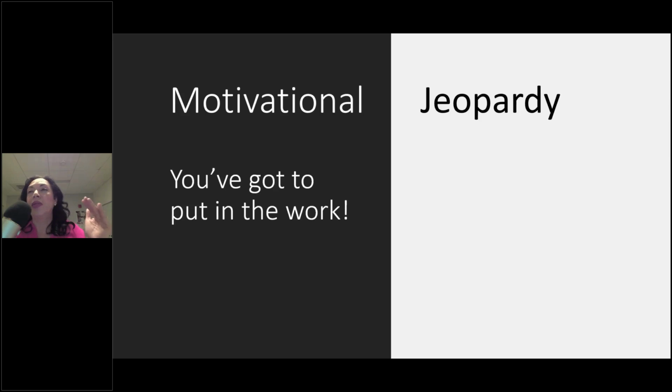Then there's the tough love, right? We might say something like, you've got to put in the work, which is true, and we're hoping to instill a sense of discipline. But tough love can sometimes lead to defensiveness or to resentment, especially if the student feels misunderstood or unfairly judged. So tough love can motivate some, but it can alienate others.